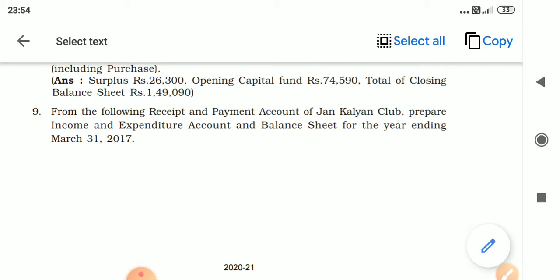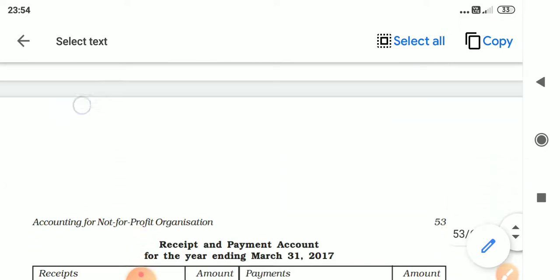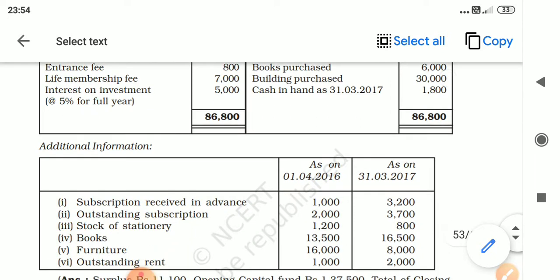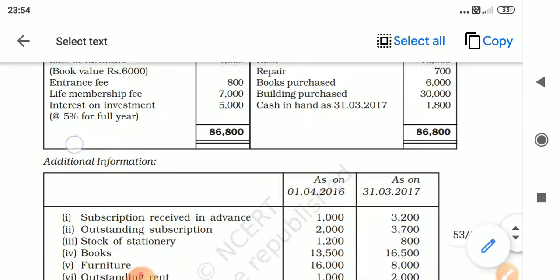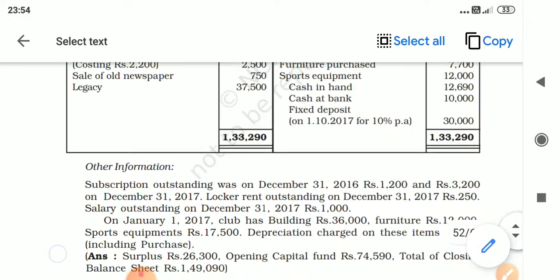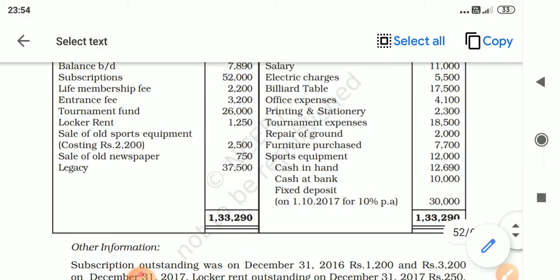So you have to write income and expenditure account for the year ended 31st March 2017. And we should also prepare balance sheet. Now capital fund may not be given, so you have to prepare opening balance sheet as well as closing balance sheet. Children, one thing I forgot to tell you. In question number 8, I told you where all the items will come, but I didn't tell you the last total balancing figure.